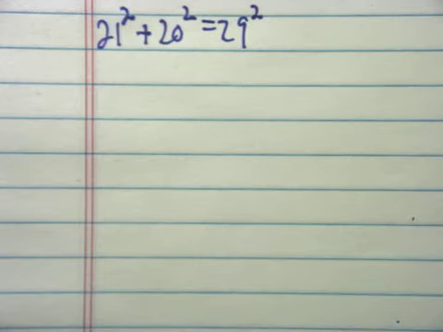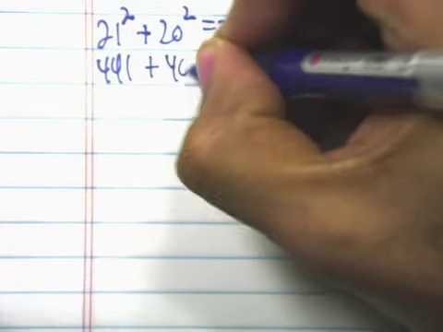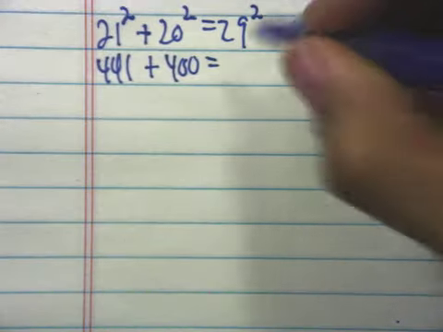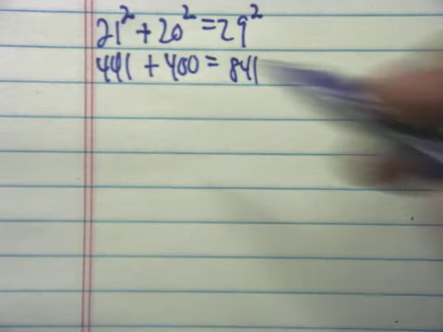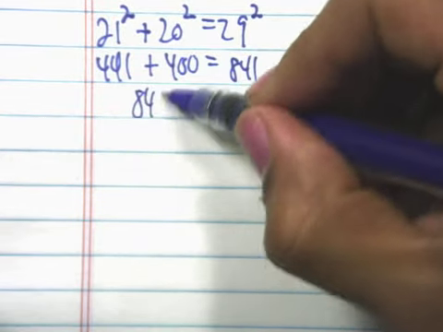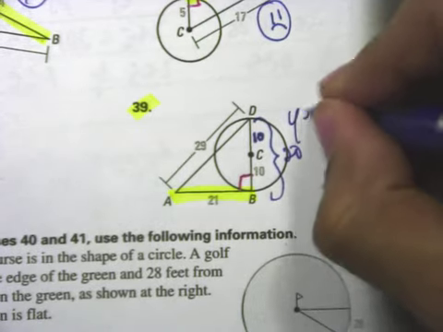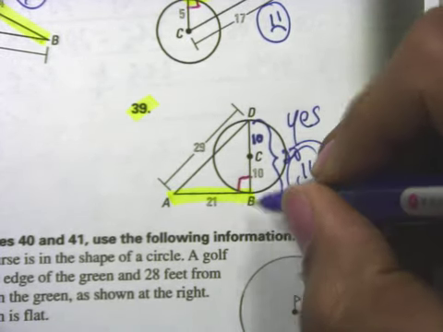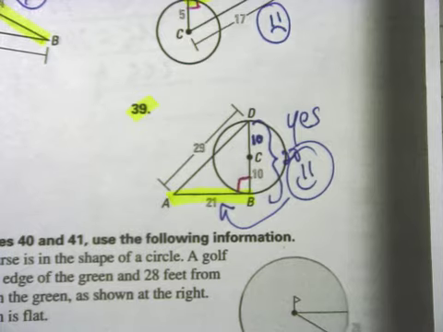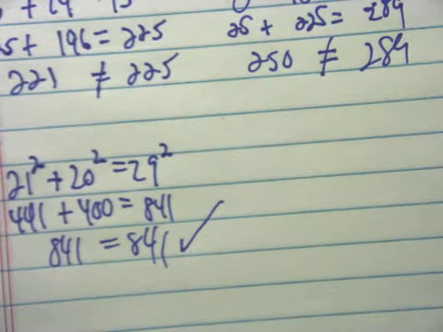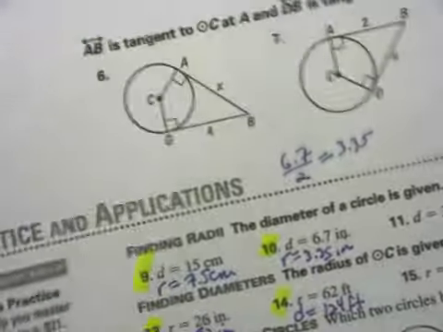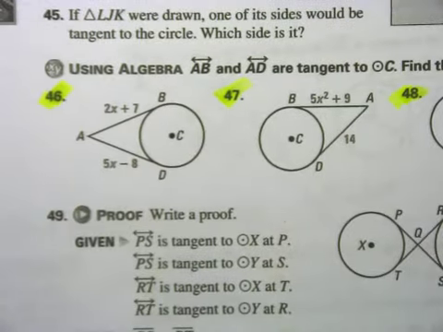21 squared plus 20 squared should be equal to 29 squared if line AB is tangent to circle C. Well, 21 squared is 441, plus 20 squared is 400, and 29 squared is 841. 441 plus 400 is 841, and we can see here that 841 is in fact equal to 841. So number 39 is yes. Line AB is in fact tangent to circle C.